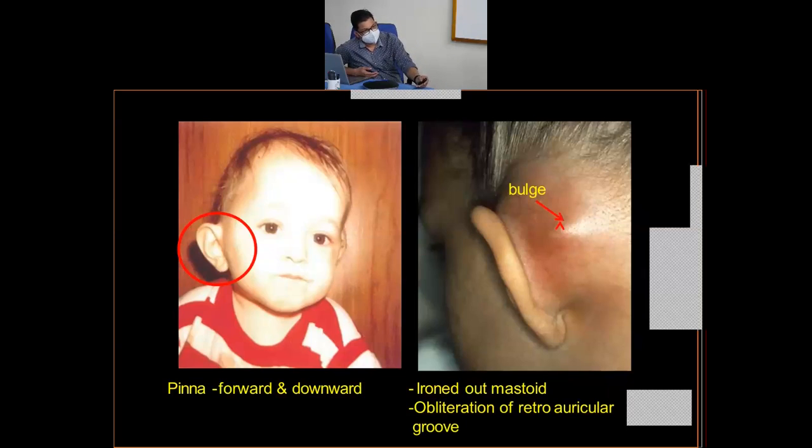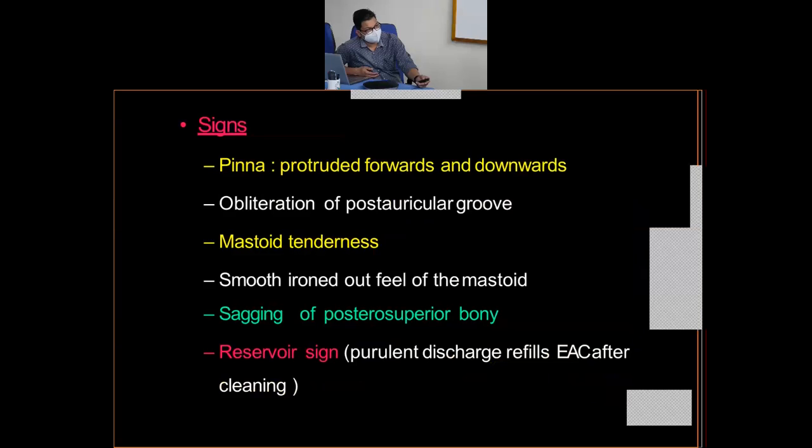Okay, and when you palpate the area, obviously it will be tender. And ironed-out mastoid means what? If you touch a normal mastoid bone in a normal person, you will feel some irregularity. But in case of mastoiditis, that irregularity won't be there due to inflammation. So it's called ironed-out mastoid. It will be smooth. Okay, obliteration of the retroauricular groove. All these are the signs. And sagging of the posterior superior bony wall of the EAC. This is an otoscopic finding.